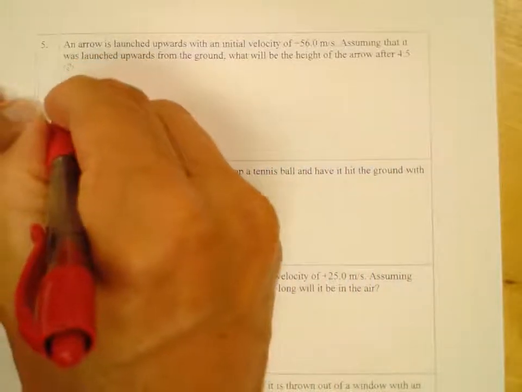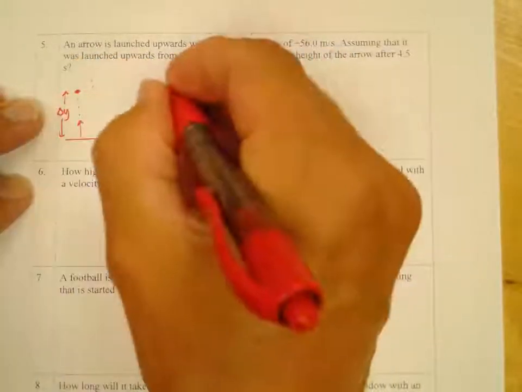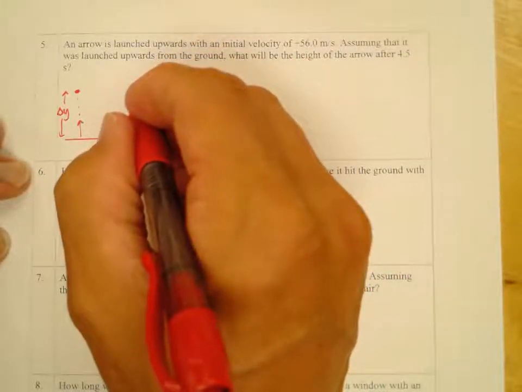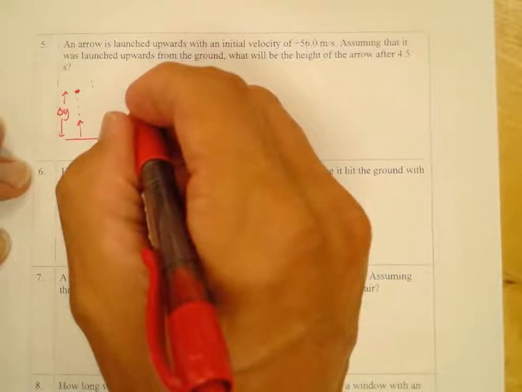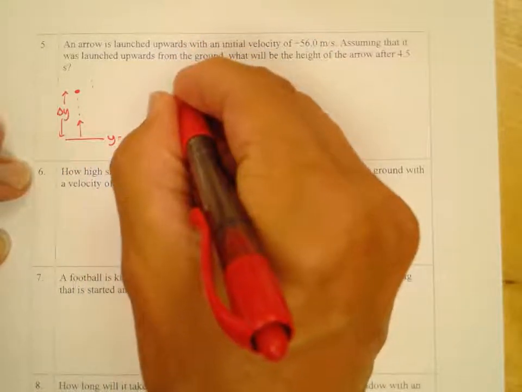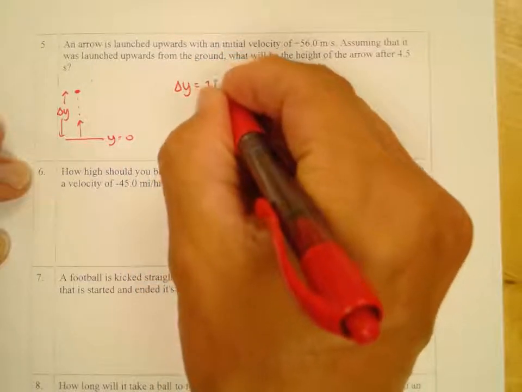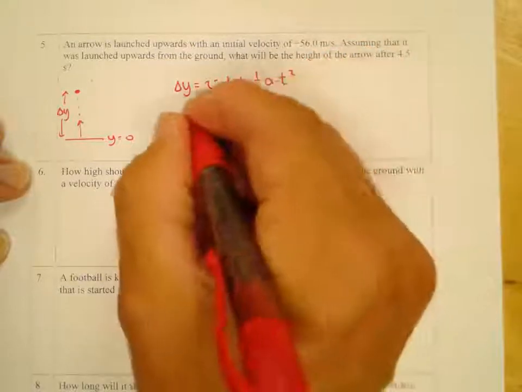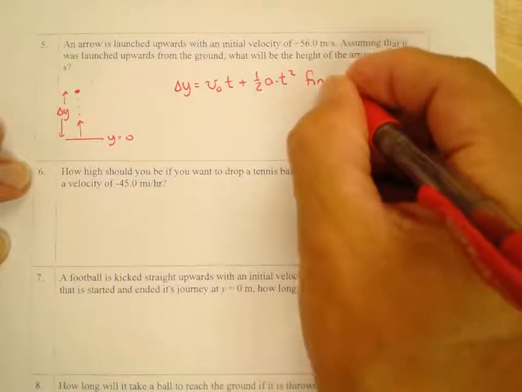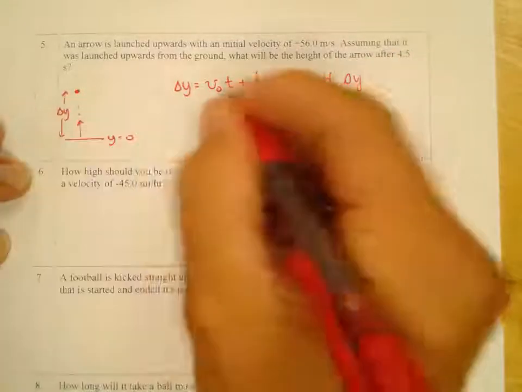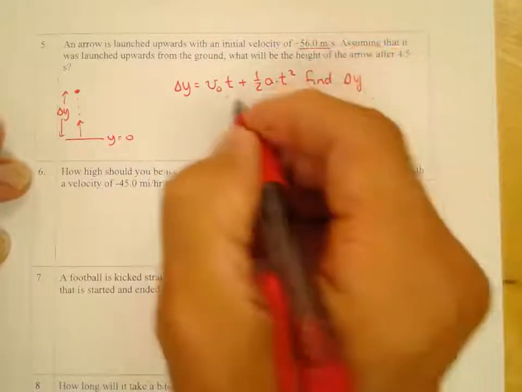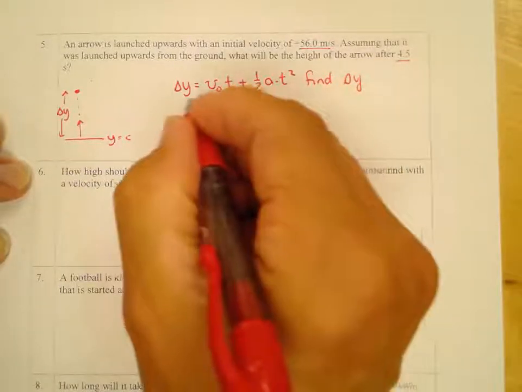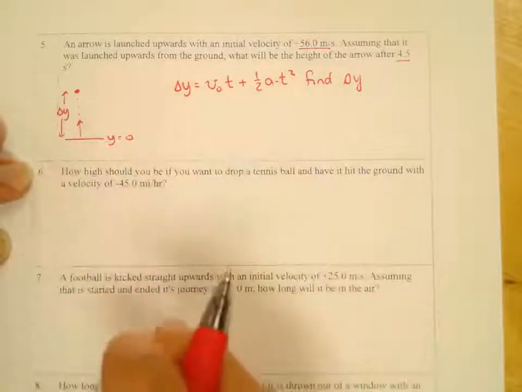We want to know what delta y is. How far has it gone up? Probably the easiest way to solve this is to say delta y equals v0t plus 1/2 at squared, and we are going to find delta y, how much it's gone up. We know the initial velocity, it's given. We know the time, it's given. And we know the acceleration, of course, is negative g. So we can plug those in and find out delta y, how far it goes up.